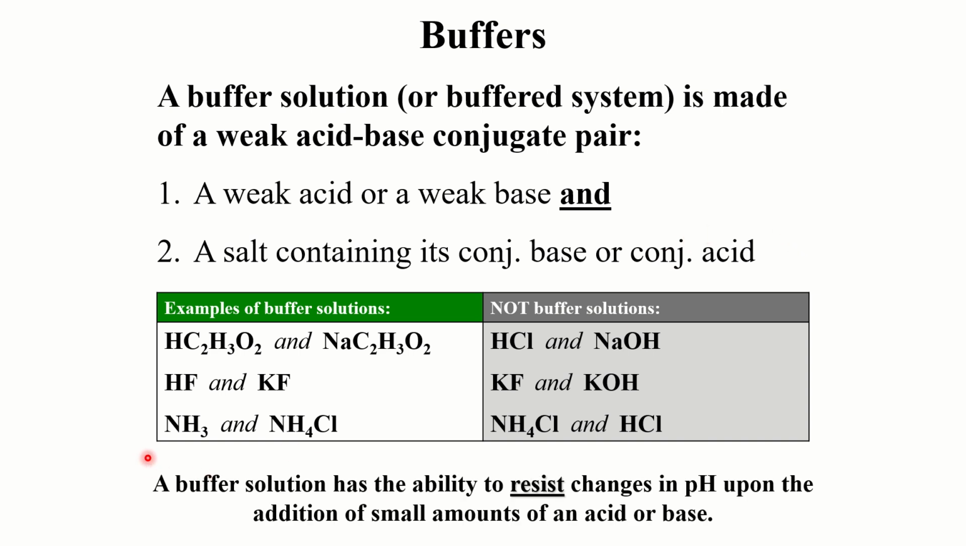Important to note here that a buffer solution has the ability to resist changes in pH upon the addition of small amounts of an acid or base. This is part of the reason why we saw in that first example problem the pH was a little bit higher than the second, because it had both acid and base present in solution, and so because of this, it can resist changes in pH.